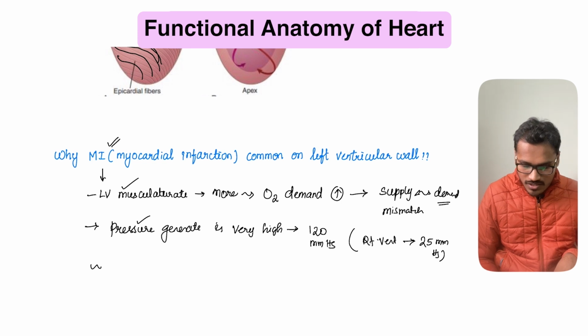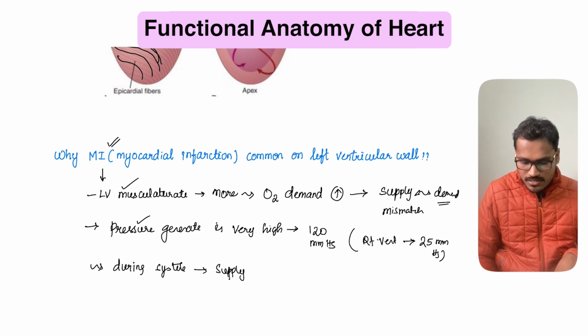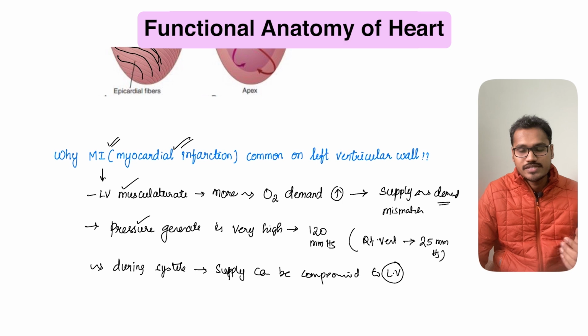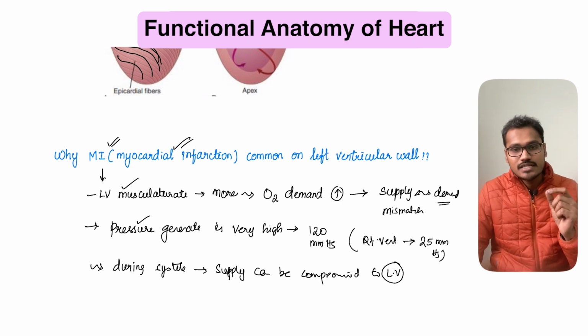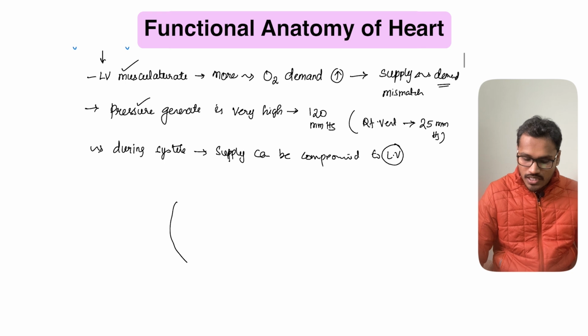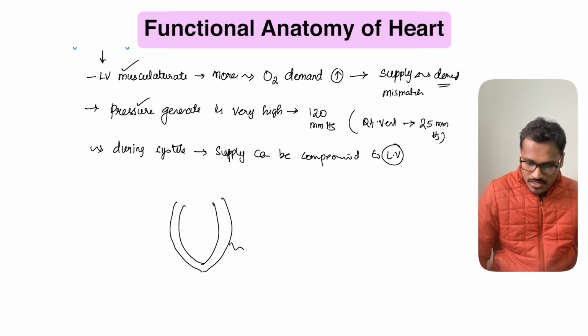And because of this, during systole, the supply to the left ventricle can be compromised, leading on to a myocardial infarction and causing an ischemia. And again, they might say that sometimes it is the subendocardial region which is having the MI most of the time. In the left ventricle also, the myocardial region, as we understood, epicardium is on the outer side.